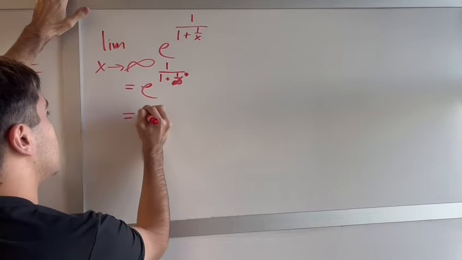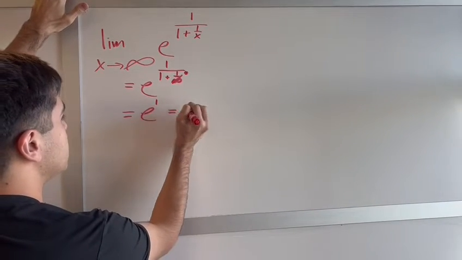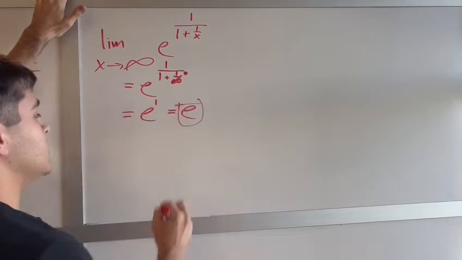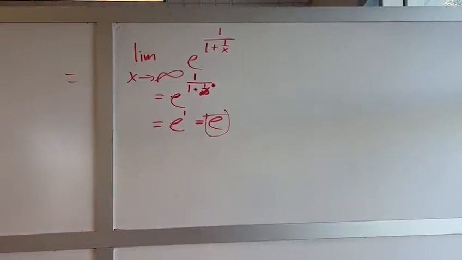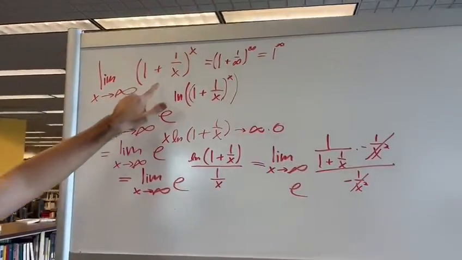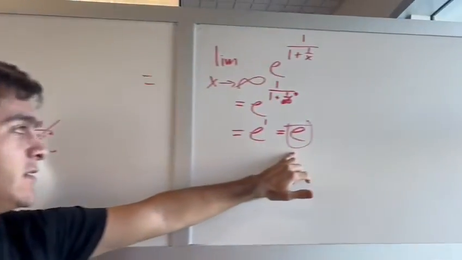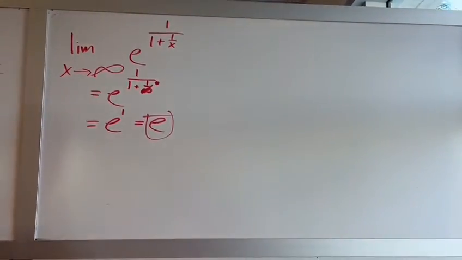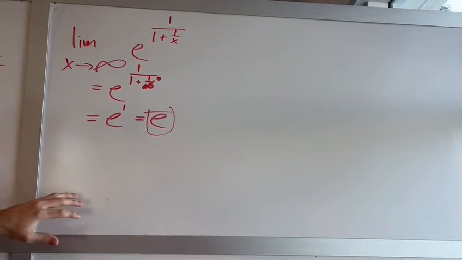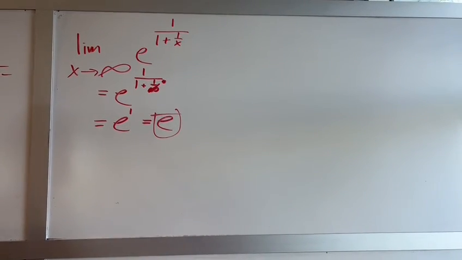I know, I'm sorry. And that's e to the first power, or just e. So this limit all the way over here, the limit as x approaches infinity of this thing, equals e. It's a famous limit, and that's basically how you do it. Other people do it in different ways. This is just the way that I do it. So that's it.